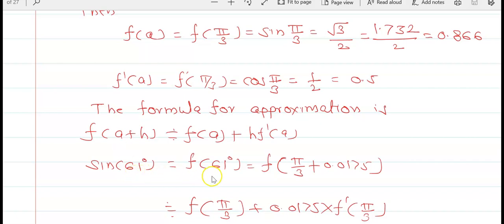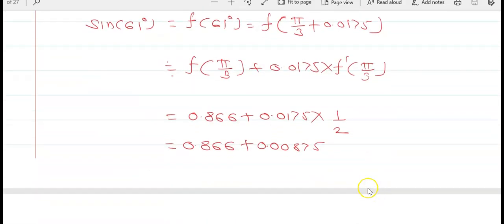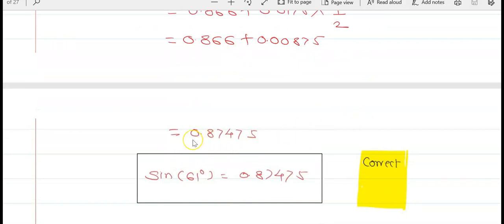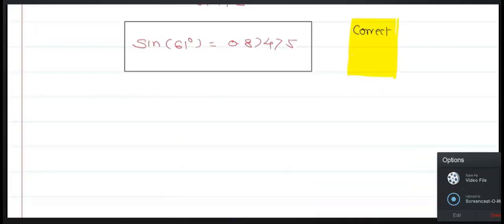Sine of 61 degree, f of 61 degree, f of pi by 3 plus 0.0175, f of pi by 3 plus 0.0175 into f dash of pi by 3. Substitute the values, that is 0.866 plus 0.0175 into 1 upon 2. And after the calculations, you will get this answer, that is sine of 61 degree is equal to 0.87475.